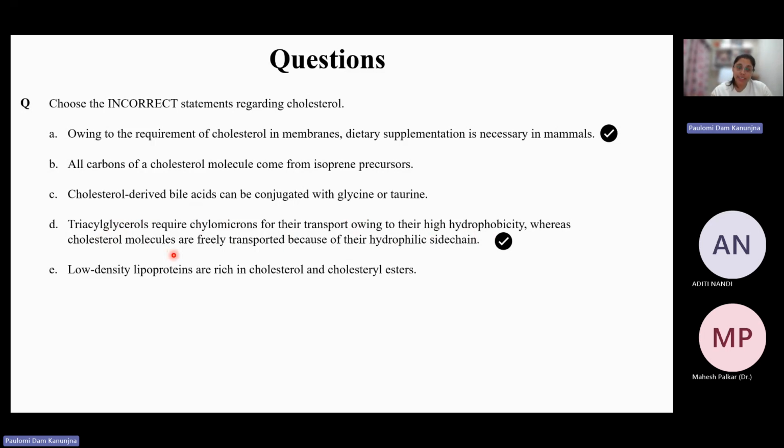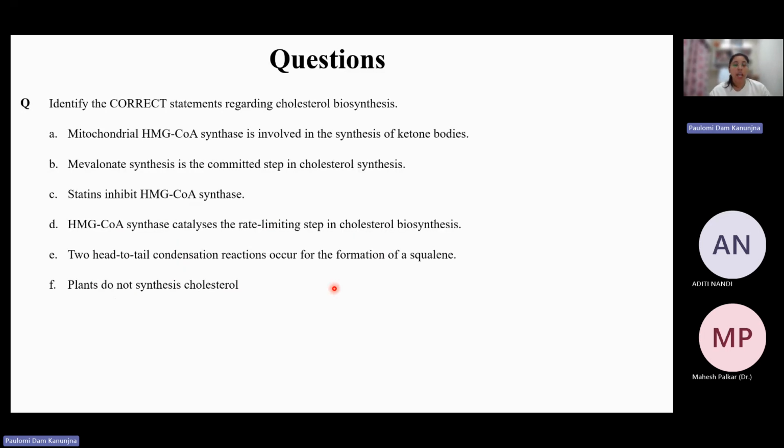The sixth one says the very same thing, that the LDLs, which are low density lipoproteins, are rich in cholesterol and cholesterol esters, because that is their primary constituent. They are carriers of cholesterol in the blood, right? Very cool. Okay, next one. Mitochondrial HMG-CoA. This is the distinction between the mitochondrial and the cytosolic component that we had discussed in the first few slides, right? I'll wait for you to come to the answers and then we will discuss.